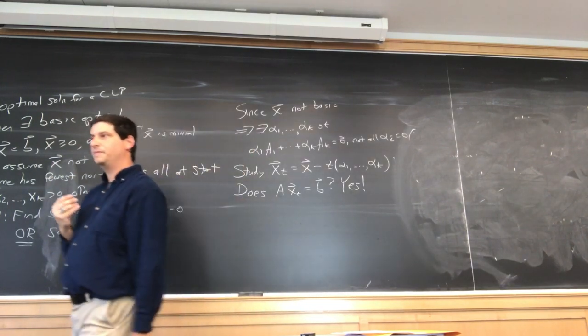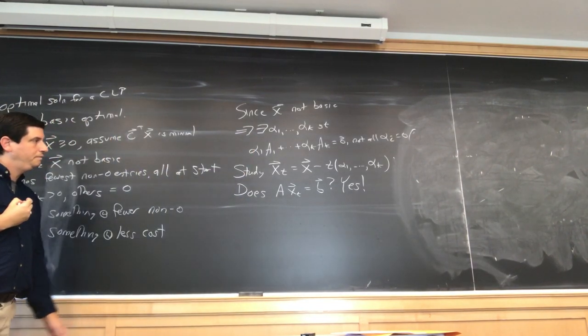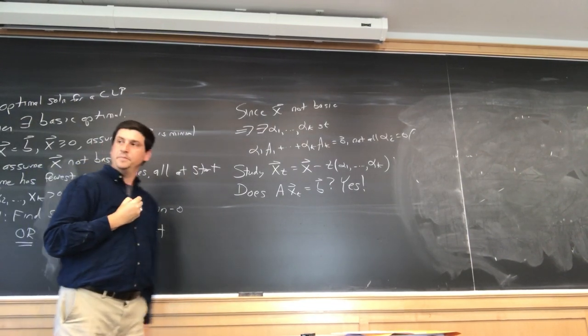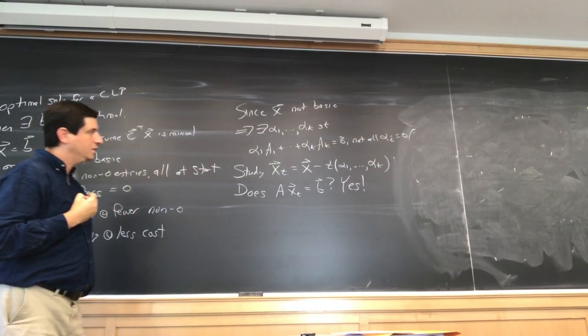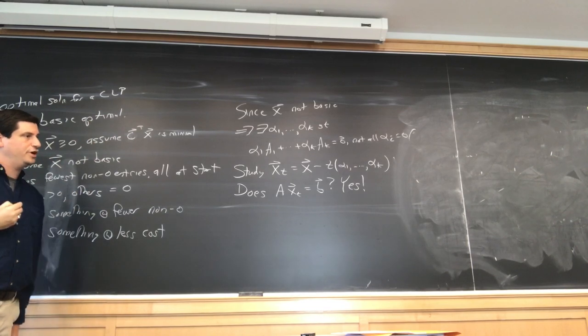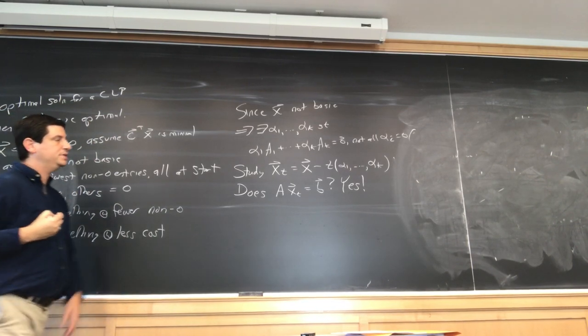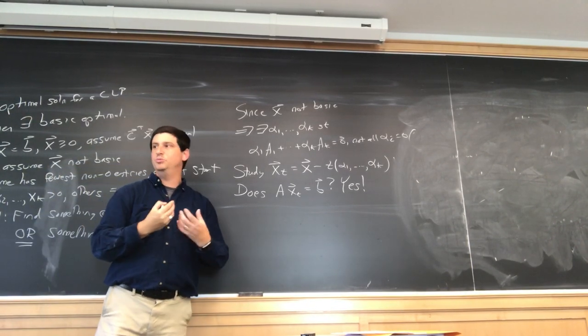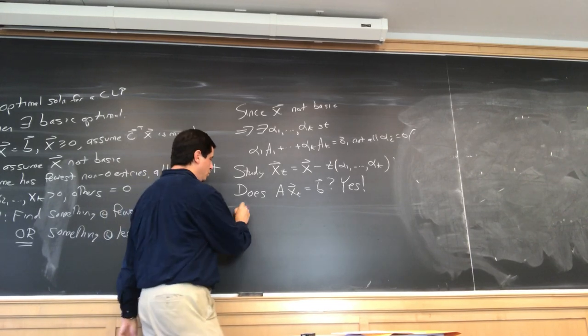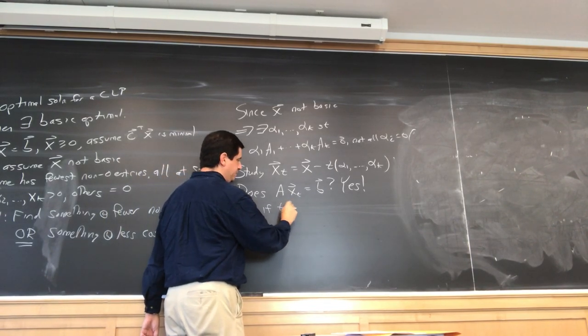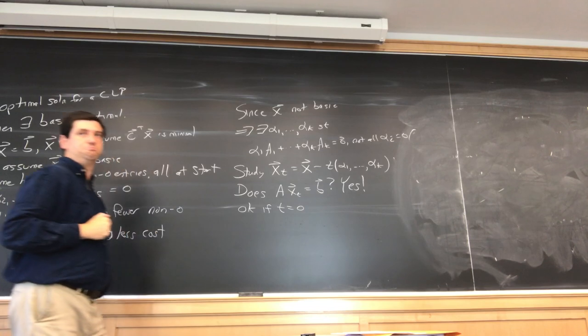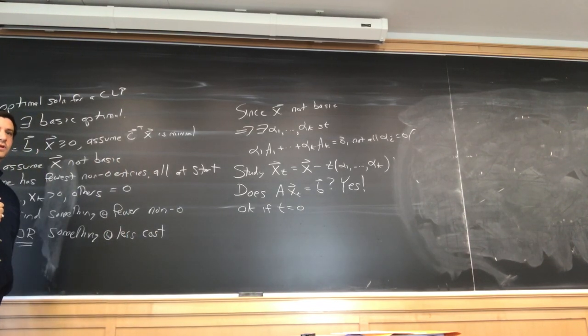We should look at the set of alpha i's that set the linear combination to zero, and then try to find a column that we can remove. So one possibility is to try to find a column that we can remove, and then we can play the game as to how much can we move. So clearly, we're okay if t equals zero, because if t equals zero, we're subtracting nothing.